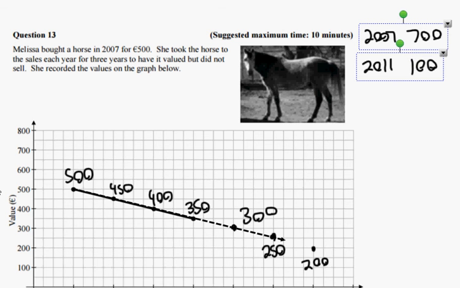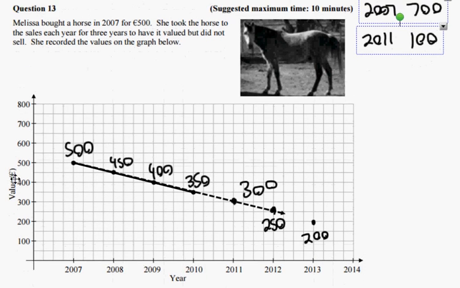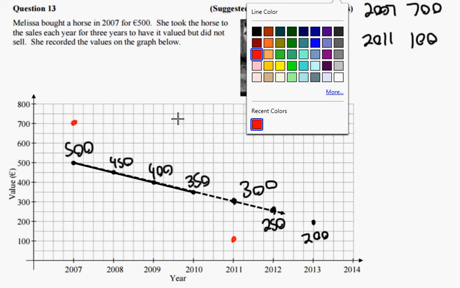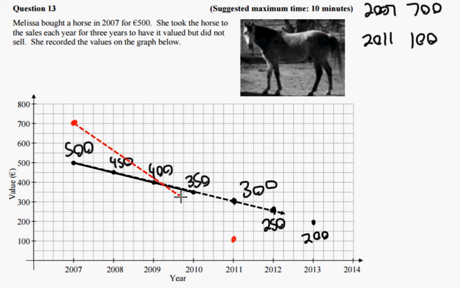Okay, let's try this out. So 2007, it's worth 700, 2011, 100. What can you tell me about this horse compared to the last one? It depreciates quicker, doesn't it? It starts off more expensive, but it loses its value really quickly.